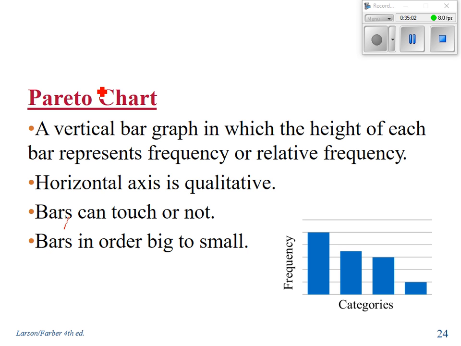Main thing with the Pareto chart, it's got categories, not numbers, along the bottom. So it might have like freshmen, sophomores, juniors, seniors. And then up the side, it's got the frequency, how often whatever we're trying to figure out occurred for the freshmen, sophomores, juniors, or seniors.